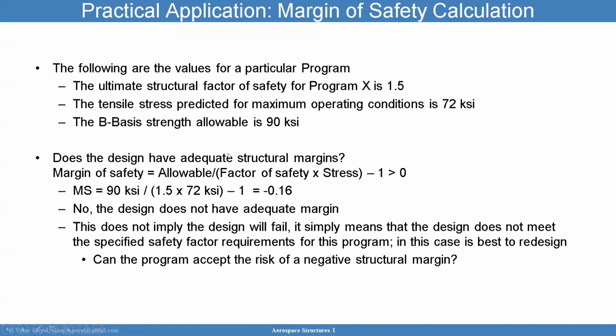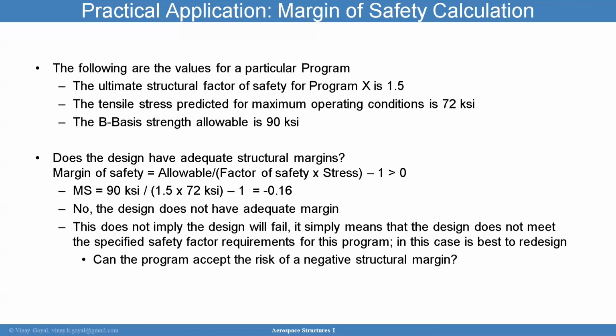So the margin of safety is that allowable of 90, divided by the factor of safety, 1.5 for that program, times the stress calculated from the finite element model or the hand calculation, 72, minus 1, which is minus 16%. So the design is not adequate because I have minus 16%. Now, that does not imply by any means that the design will fail. It simply means that the design does not meet the specified safety factor requirements for this program.